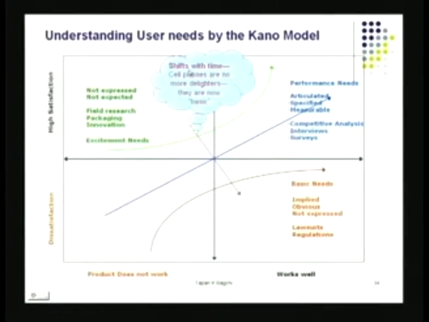Professor Kano also came along and he said, this may be the picture today, but given some time, what we consider to be a completely basic need, things change with time. For example, something that delights you today may not really delight you tomorrow. It may become a basic need. Let me give you a couple of examples. One example is cell phones with cameras.